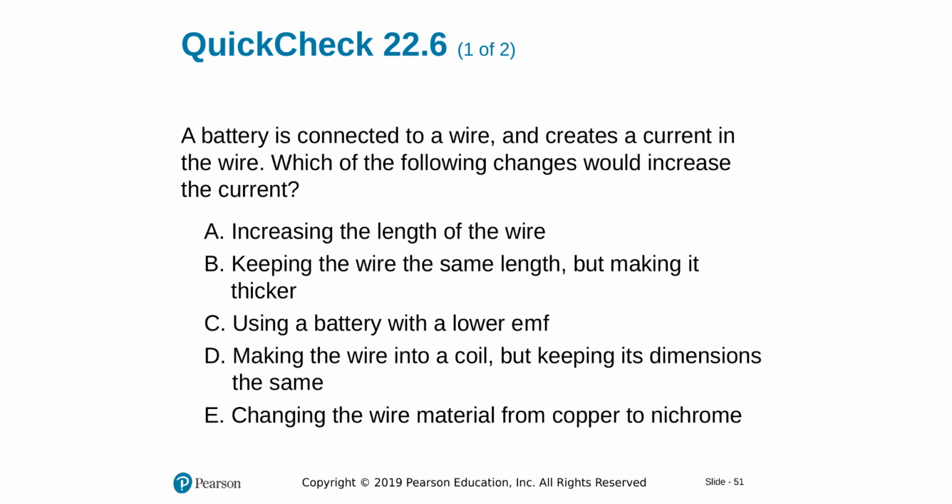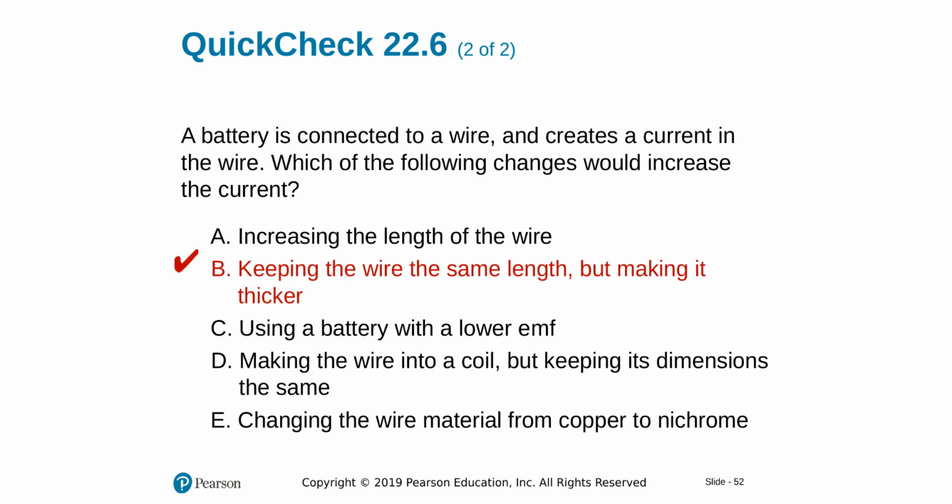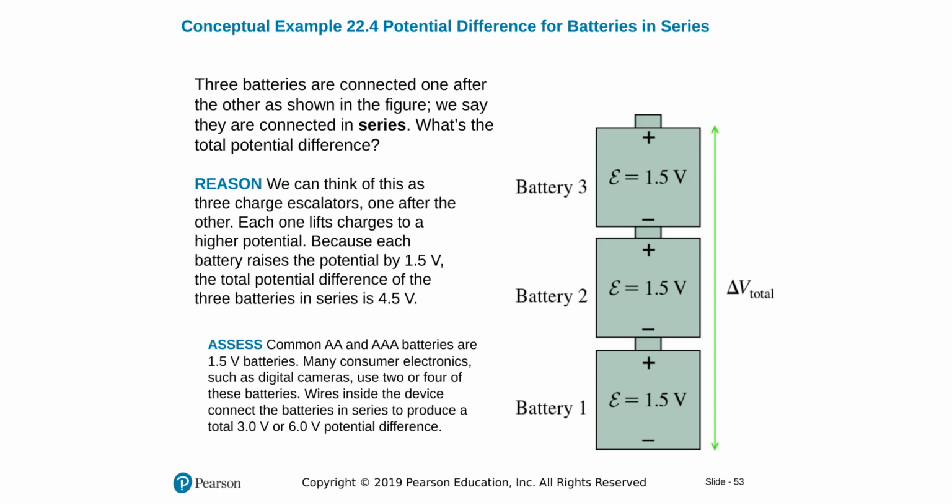These are logical, conceptual questions. A battery connected to a wire creates a current. What changes increase the current? Thinking in terms of how many charges move and so on. If we read this through, it will be keeping the wire the same length but making it thicker. Electrons will move more easily. More particles will be going through a cross-section area in a certain amount of time. That's more current.